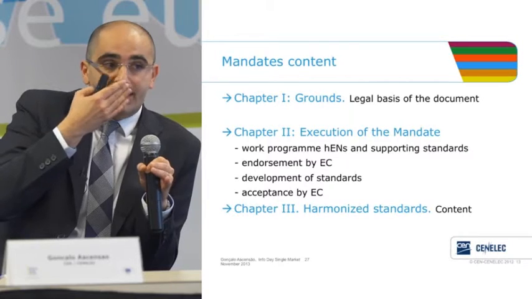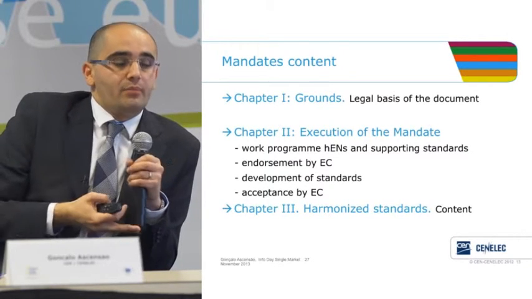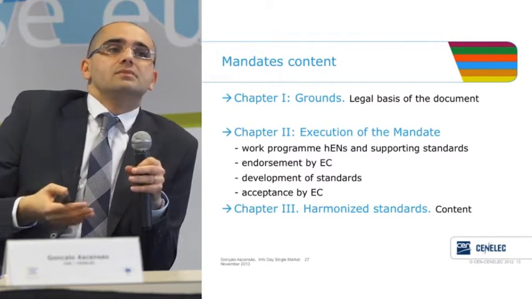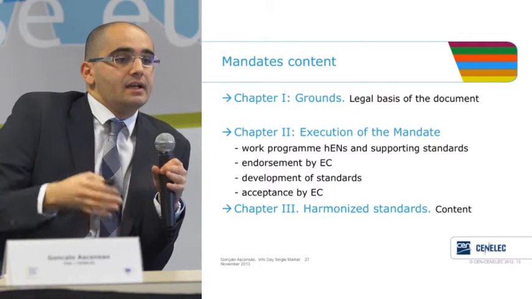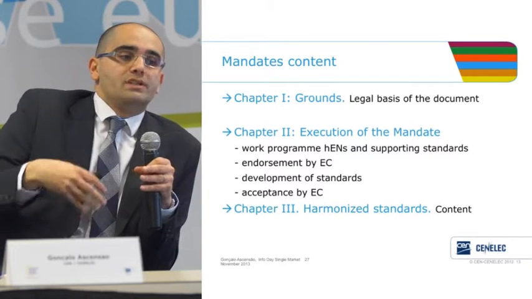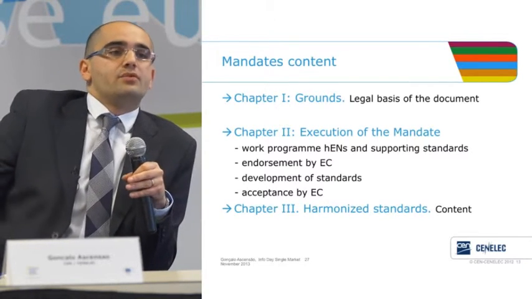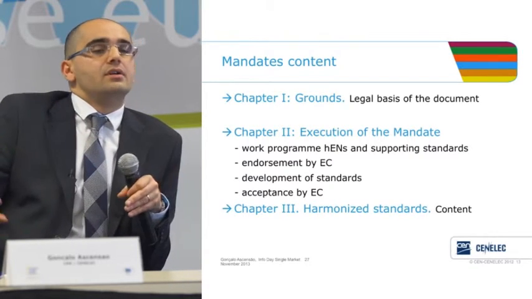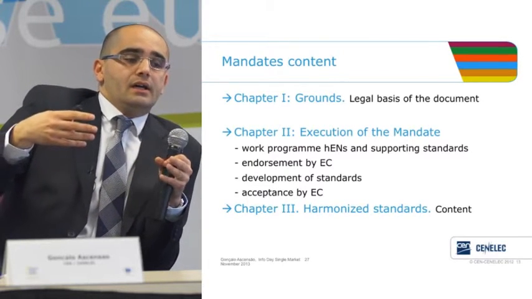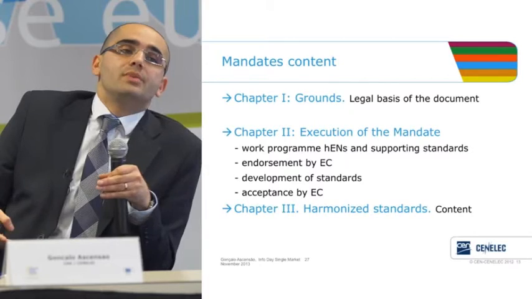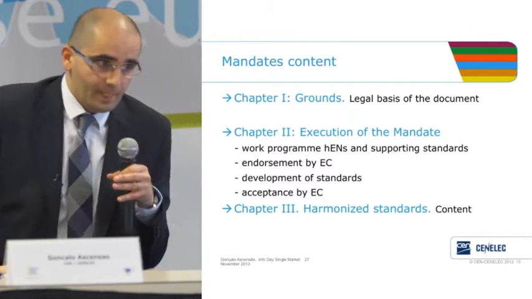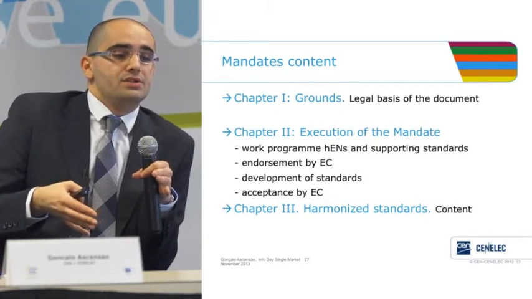How it works. The mandate includes several parts. One is the ground, so the legal basis of the document explaining why the Commission is giving the mandate to CEN and CENELEC. It includes a part that is the execution of the mandate, explaining the work program that is expected, the type of supporting standards, usually test methods or calculation methods to assess the performance of a product. It also explains that this work program needs to be accepted by the Commission, the time frame for development of the standards, and that everything needs to be accepted by the Commission.